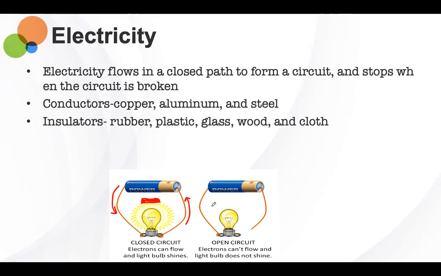What happens over here? What is happening in the open circuit? Is there any light? No, it doesn't shine. Exactly. So over here, sir, because this is not connected, right? Electrons can't flow, and therefore the light bulb doesn't shine.